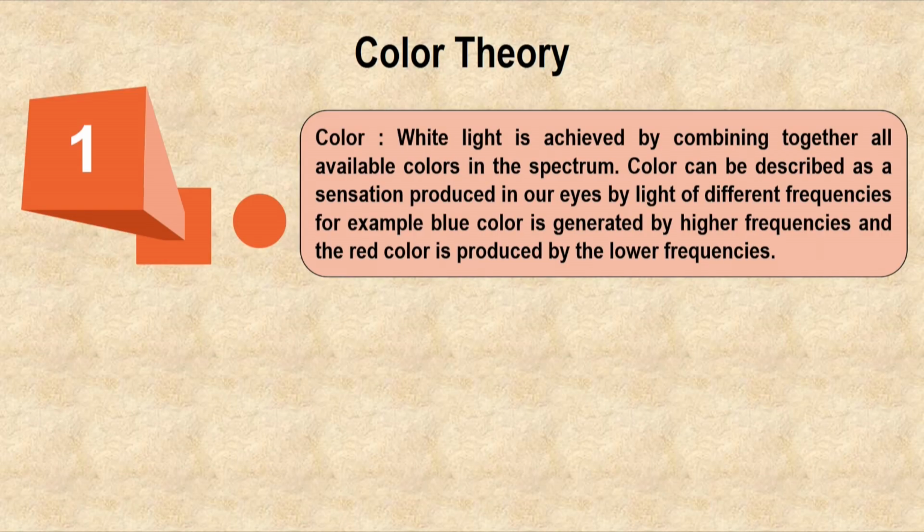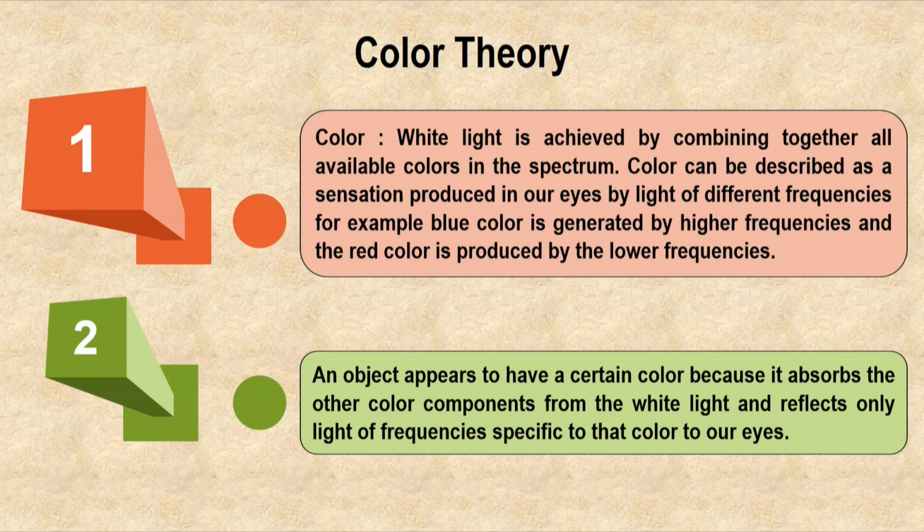graphics. Color is a light achieved by combining together all the available colors in the visible spectrum. Colors can be described as a sensation produced in our eyes by light of different frequencies. Say for example, blue color is generated by higher frequencies and the red color is produced by the lower frequencies. An object appears to have certain color because it absorbs the color components from the white light and reflects only light of frequencies specific to that color to our eyes. And due to this, our object appears to be a specific color.